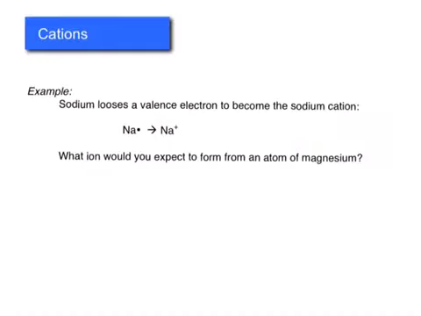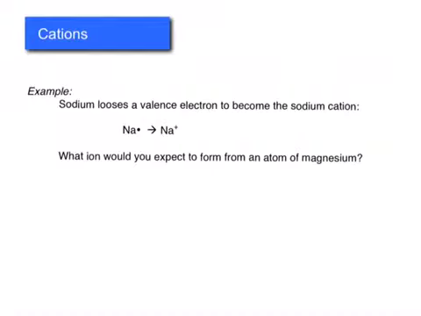And if the number of protons in the nucleus stays the same, but it loses 1 electron, it loses 1 negative charge. And so that gives the ion that's left a positive charge. And we call this a sodium cation. Simple enough. So if we look at another example, what would you expect to form from an atom of magnesium?